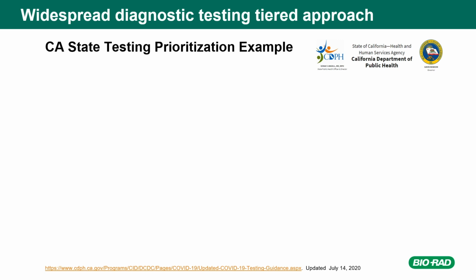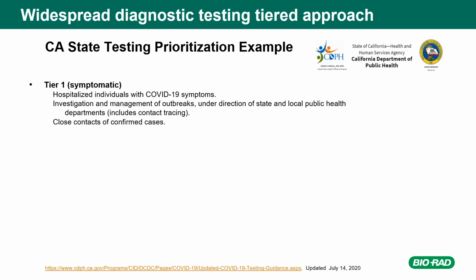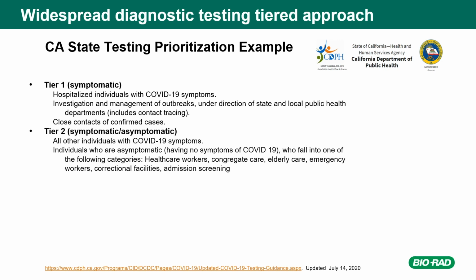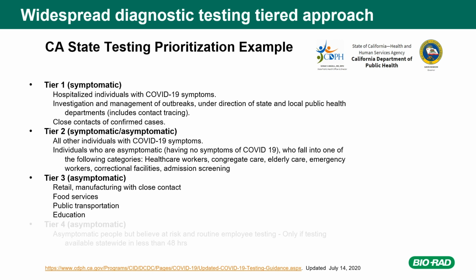At the state and federal level, there is guidance available about how to make best use of the available testing capacity. This often takes the form of a tiered approach. On this slide is shown an example of the tiered approach employed in California. Tiers 1 and 2 are focused on symptomatic individuals or emergency/healthcare workers. Tiers 3 and 4 focus more on the general asymptomatic population who may have close contacts with possibly infected individuals.